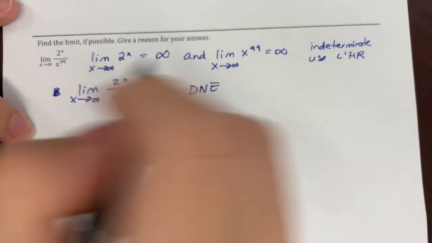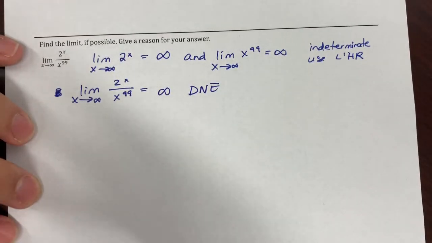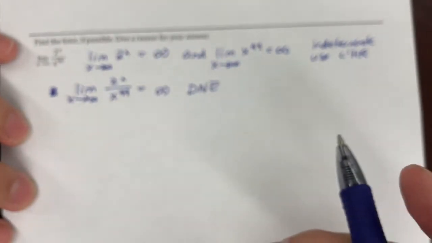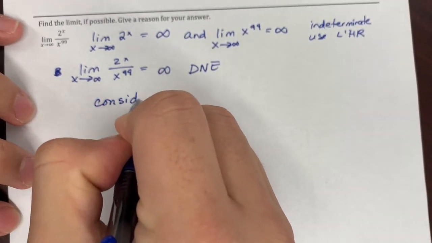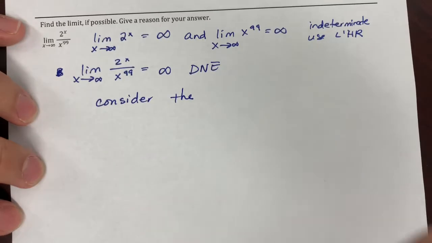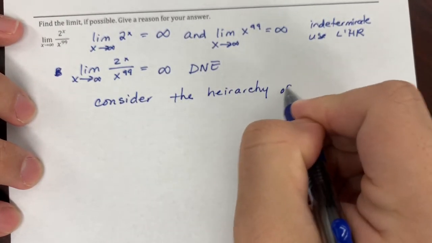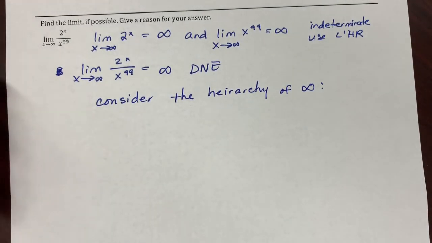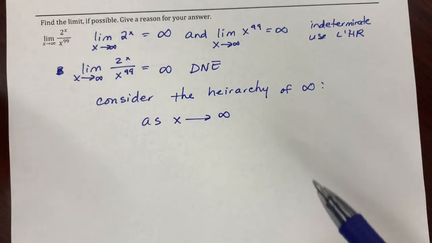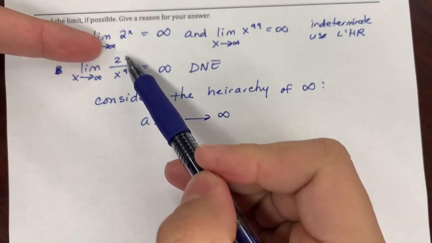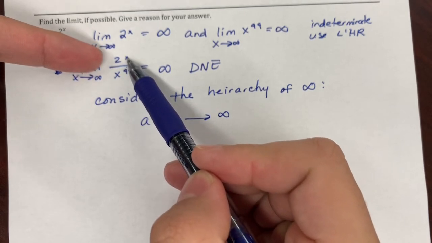And there's a reason for that, because something I imagine was taught, but maybe it wasn't, is the hierarchy of infinity. So let's consider that, and maybe this can be part of your notes. Consider the hierarchy of infinities. As x approaches infinity, yes, this will be infinity and this will be infinity, but this is going at a much faster rate than this one.